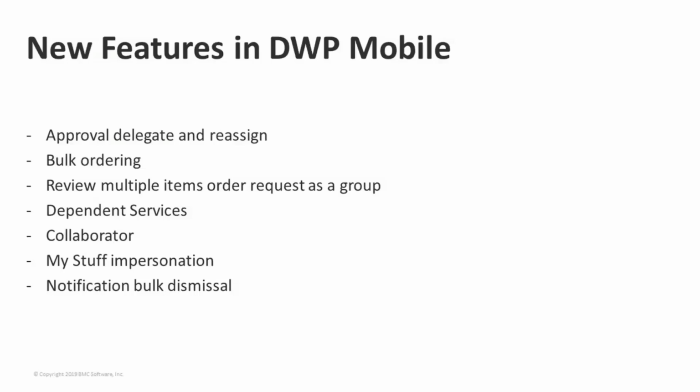Dependency services, if you want to relate a service dependent on another and then request that capability, was only available on the web client, the old web client. Now it is available on PWA and on mobile as well. Collaborator functionality, which was not available on the old UI on mobile, now it is available here. My Stuff impersonation is another big one.